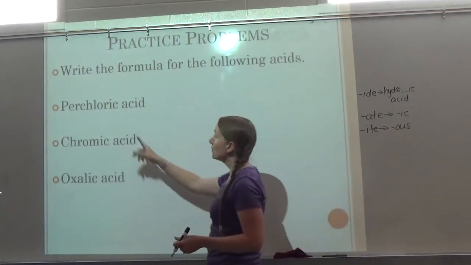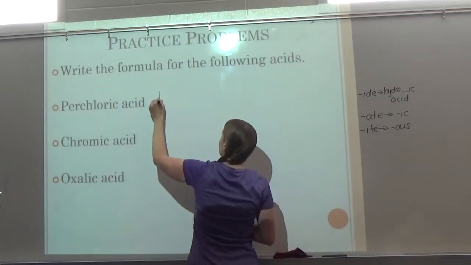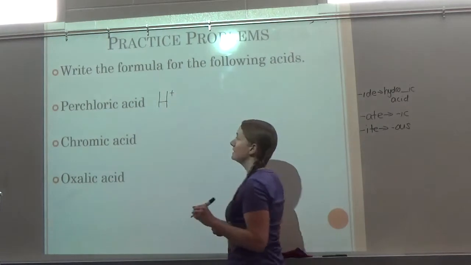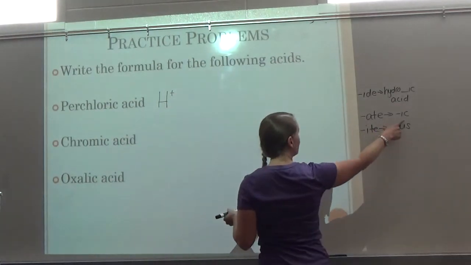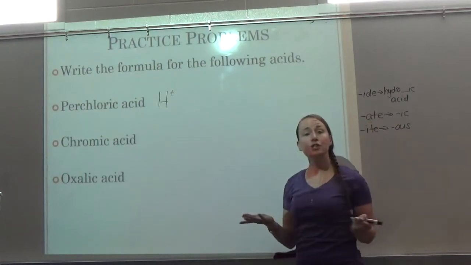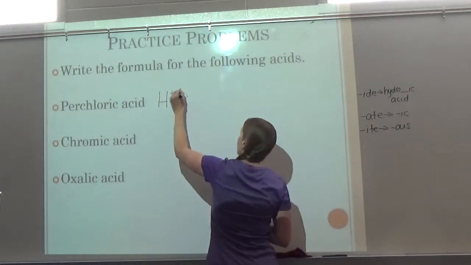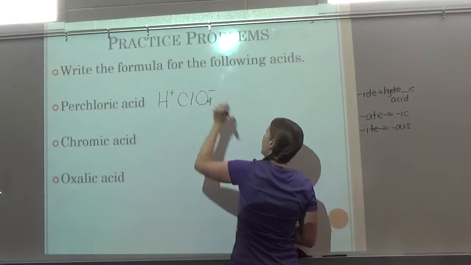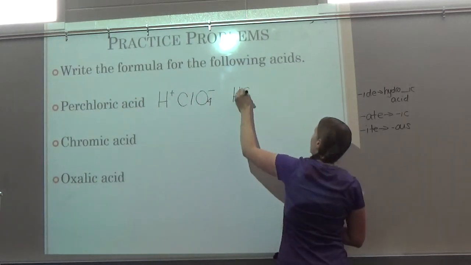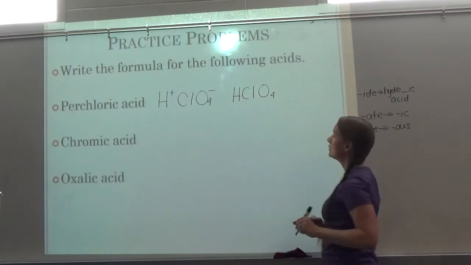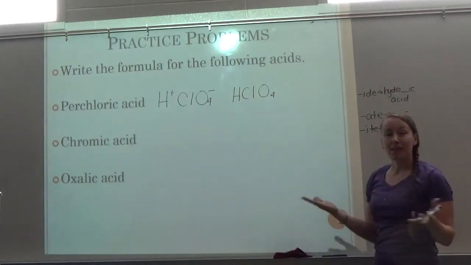All right, so perchloric acid, if it ends in acid, it starts with H, which has a positive charge because it's in group 1. Perchloric came from perchlorate. If you look at your polyatomic ion sheet, perchlorate is ClO4 -1. +1 and -1 cancel, so I don't need to cross my charges. Hopefully you got that right.